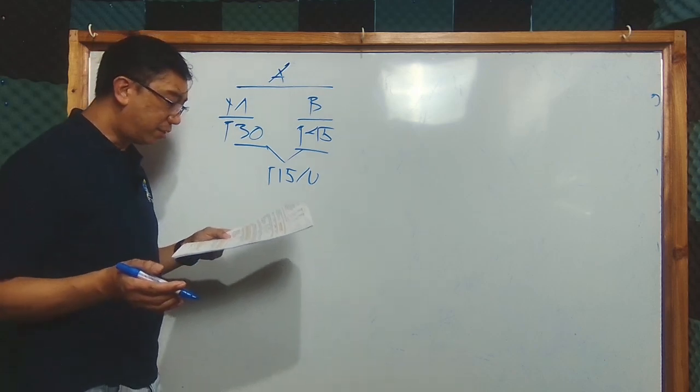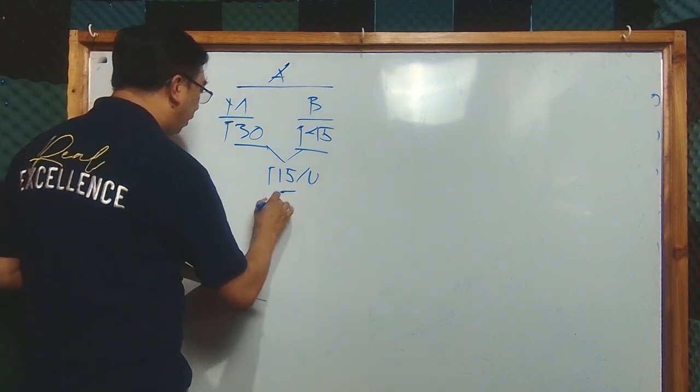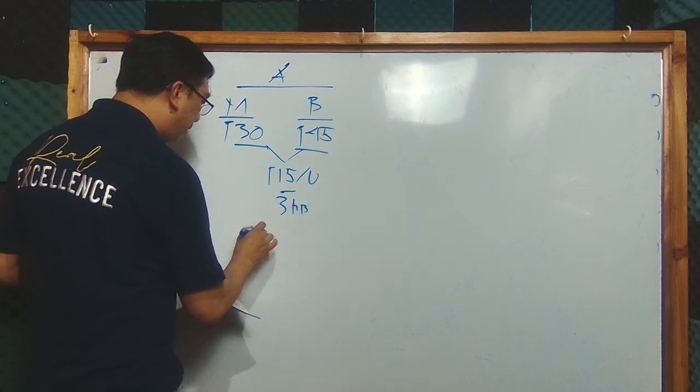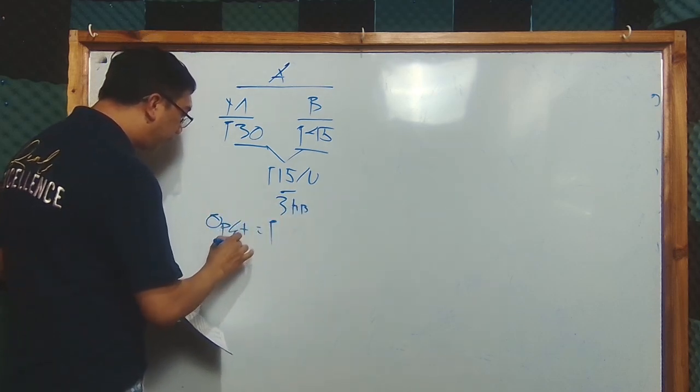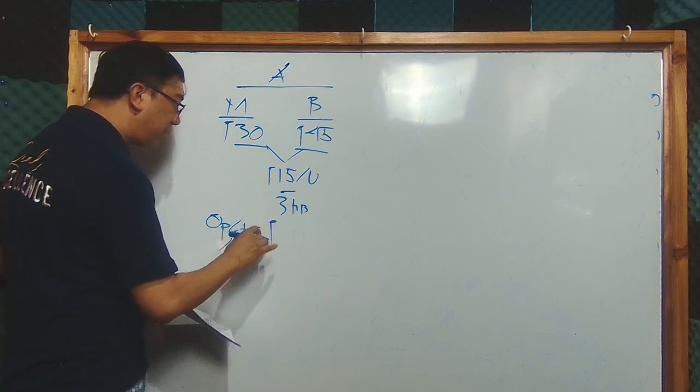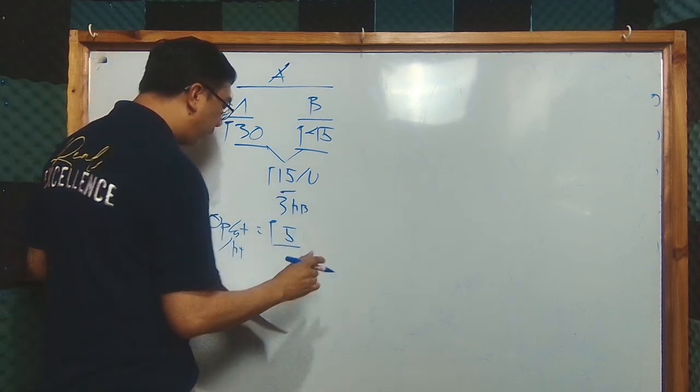Yun nga lang, since limited yung constraint, yung ating resource may constraint, we identify per limited constraint. So, it will take you how many machine hours to produce product A? 3. Divided by 3 hours, ibig sabihin nun, what is the opportunity cost? Per hour. Opportunity cost per hour of product A would be 5 pesos.